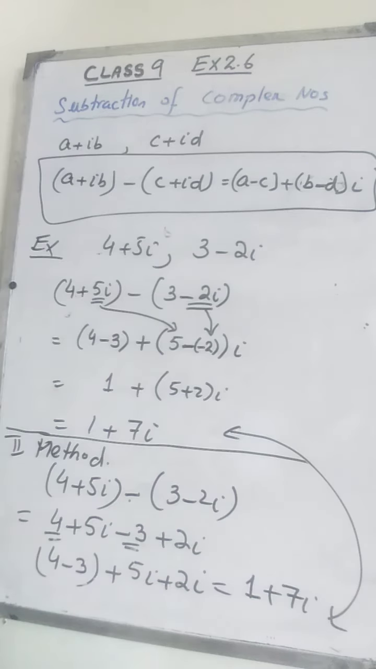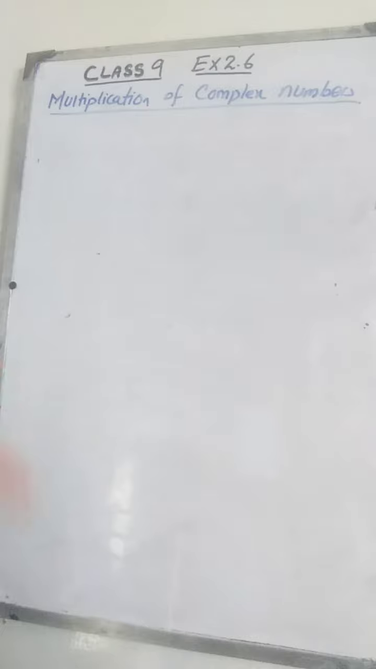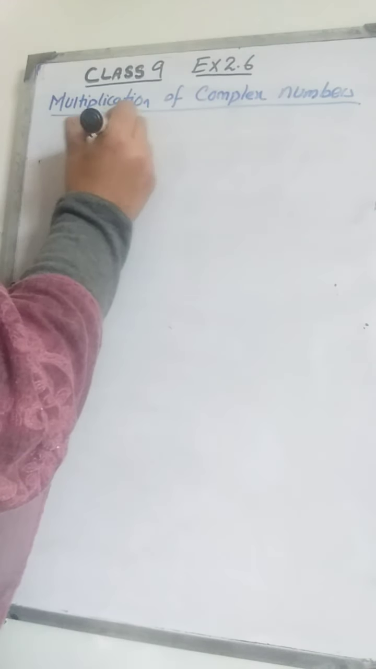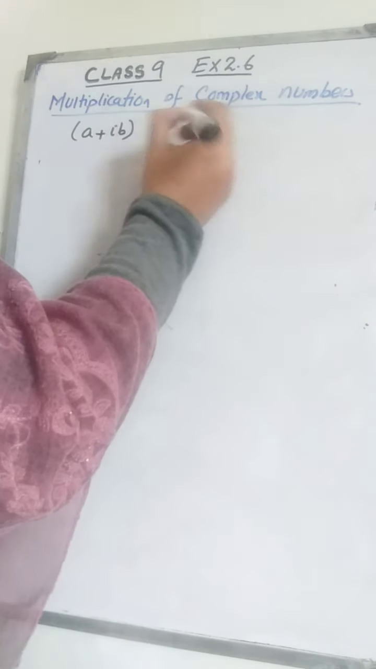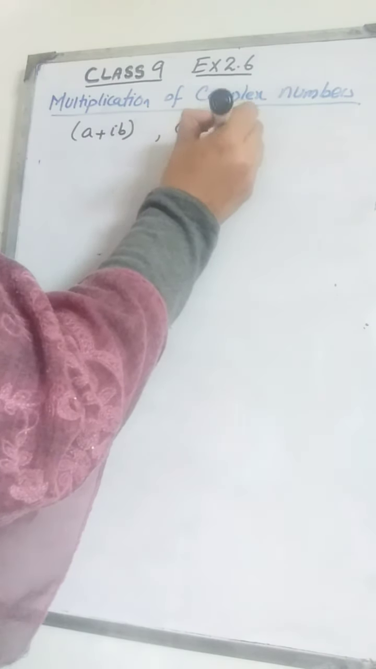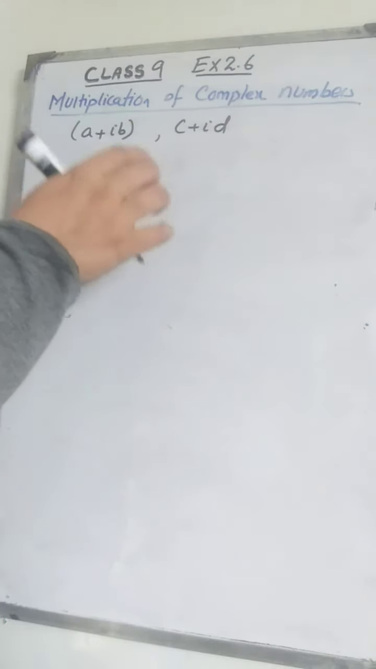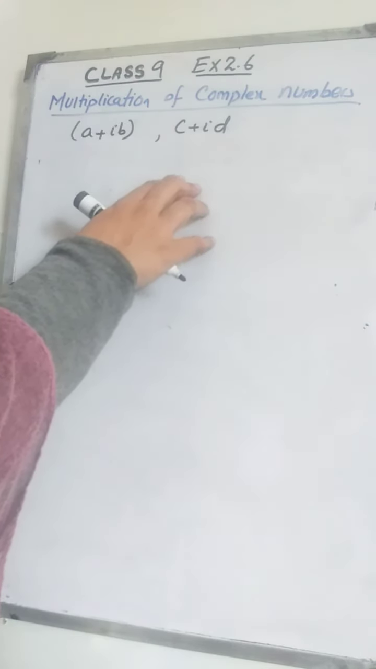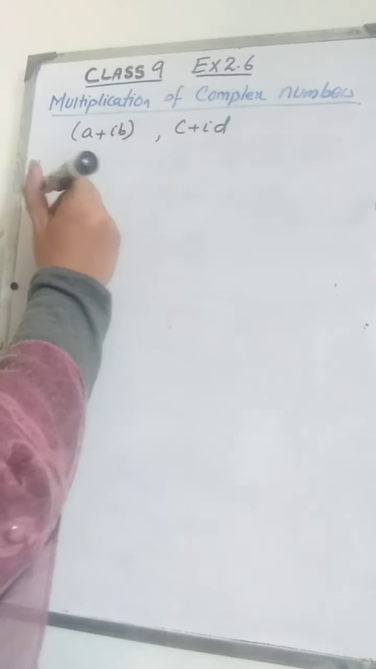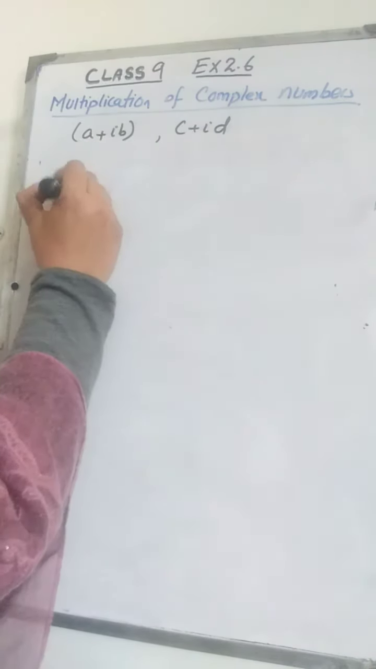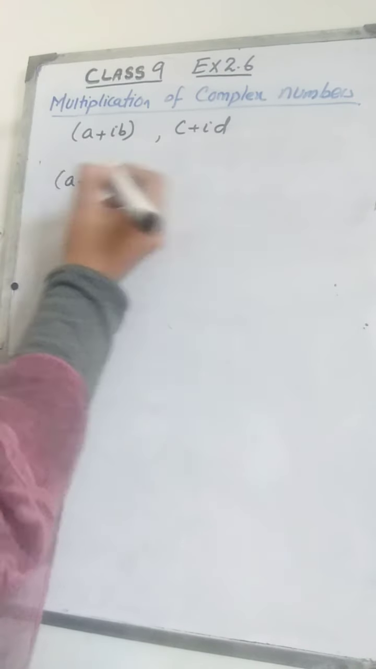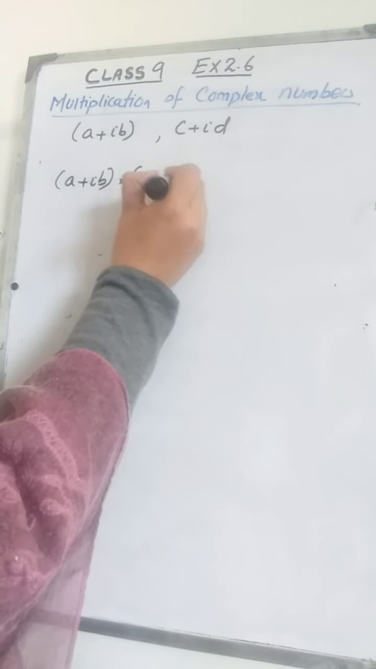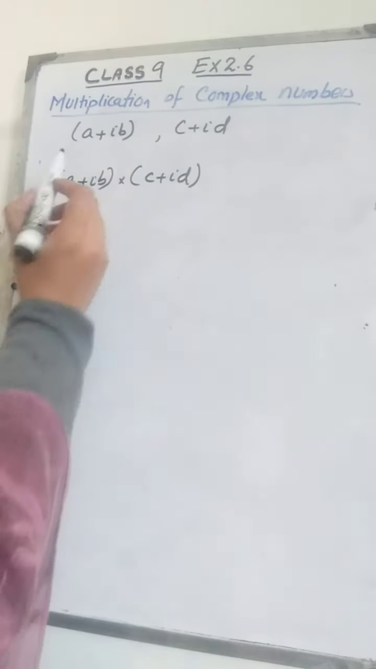Okay. Now the next is the multiplication of complex numbers. Now if you have two complex numbers and you want to multiply them, then the method is the same as we do in algebra. We do the multiplication of brackets in algebra. We will apply the same technique. So if you want to multiply these two numbers, what are we going to do? We are going to write it a plus iota b multiplied by c plus iota d.